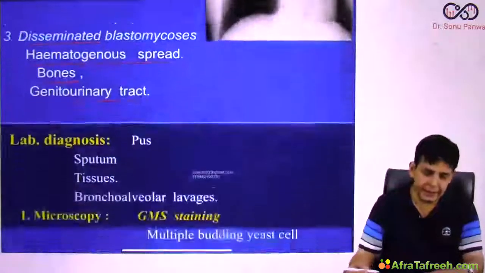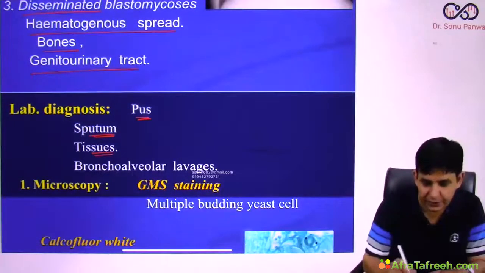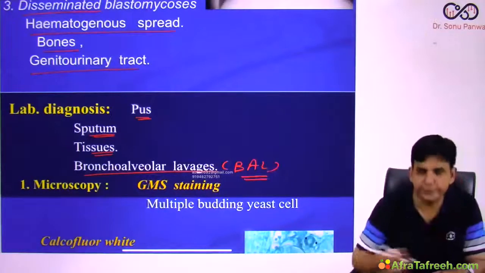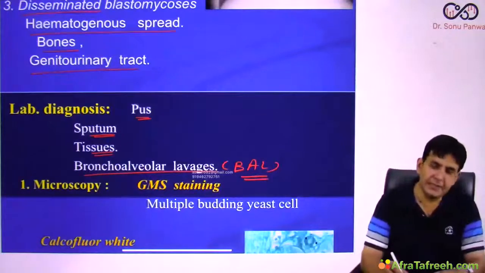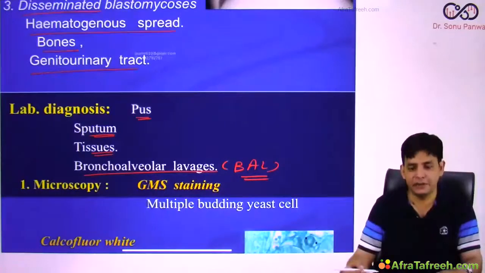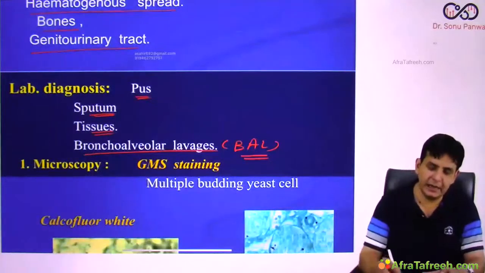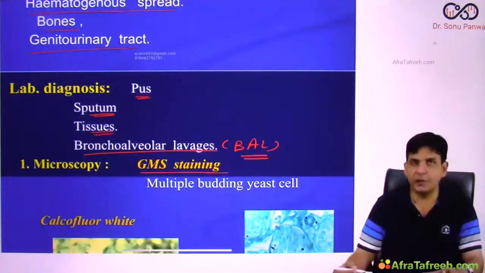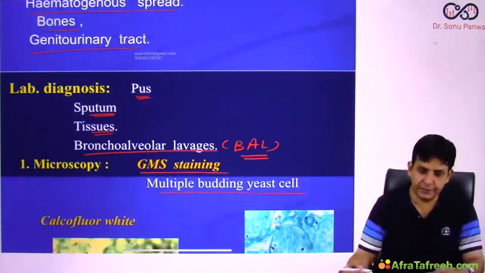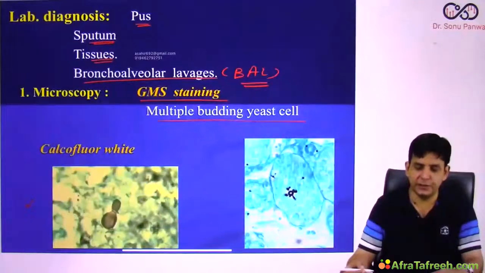Okay. And in the lab diagnosis, you will have the pus, the sputum, the tissues, and the bronchoalveolar lavage fluid. So pus is there, sputum is there, tissues are there, and bronchoalveolar lavage. All these things are taken up in the lab diagnosis. And when you go for microscopy, what you observe is multiple budding yeast cells. Okay, you can use the fluorescent stain calcofluor white to observe them.